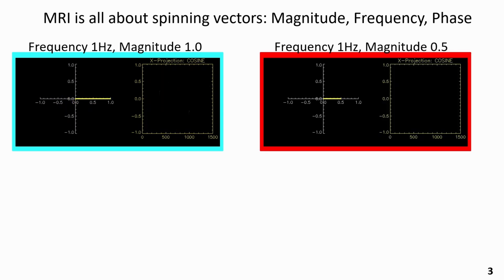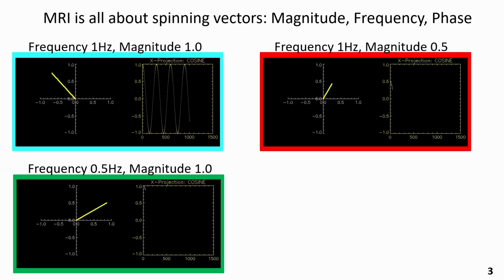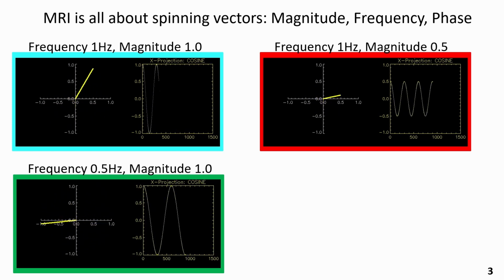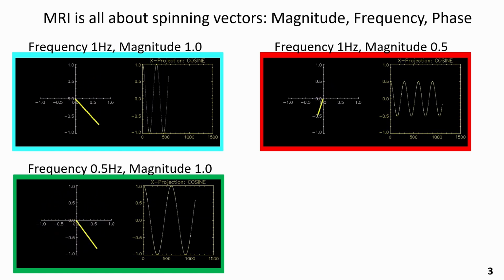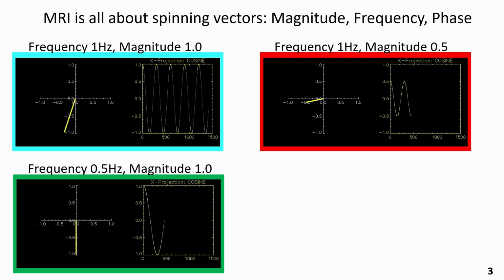In the red box, you see a vector that has a magnitude of 0.5. In other words, its length is half that of the blue box one. The vector is spinning at the same frequency as the one in the blue box, a frequency of 1 Hertz. On its right, you see the vector's projection on the x-axis, which is a similar oscillation, but with half the swing because the vector is shorter. In the green box, you see a vector that has a magnitude of 1, same as in the blue box. However, the vector in the green box is spinning at half the frequency of the one in the blue box, a frequency of 0.5 Hertz.